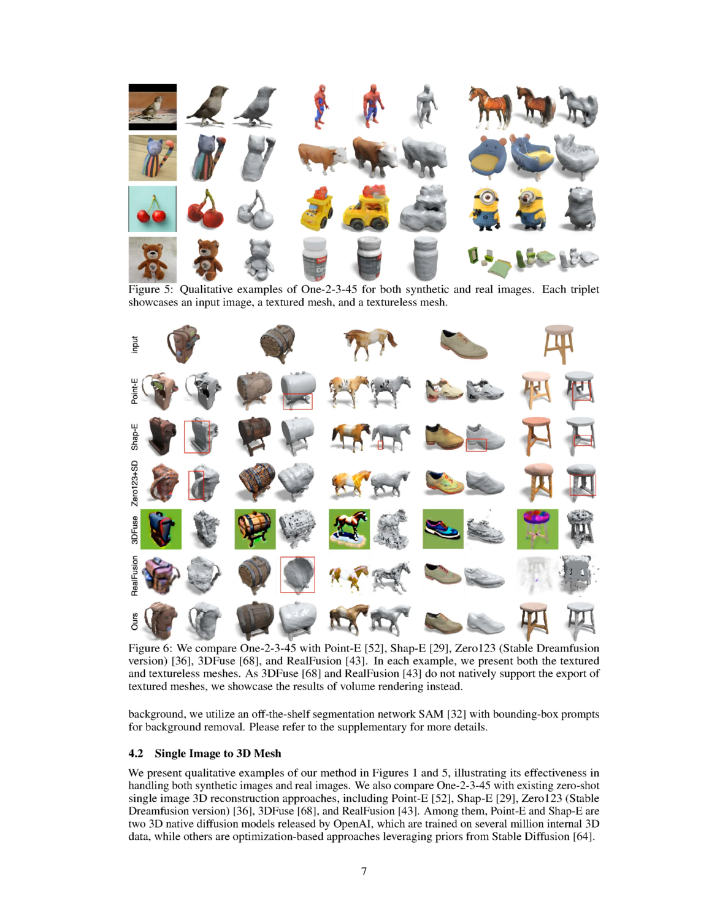Point-E and Shap-E, released by OpenAI, are 3D native diffusion models that are trained using millions of internal 3D datasets. On the other hand, the other methods we've mentioned use optimization-based approaches and employ priors from stable diffusion. We've provided visual comparisons in the figures for your reference.